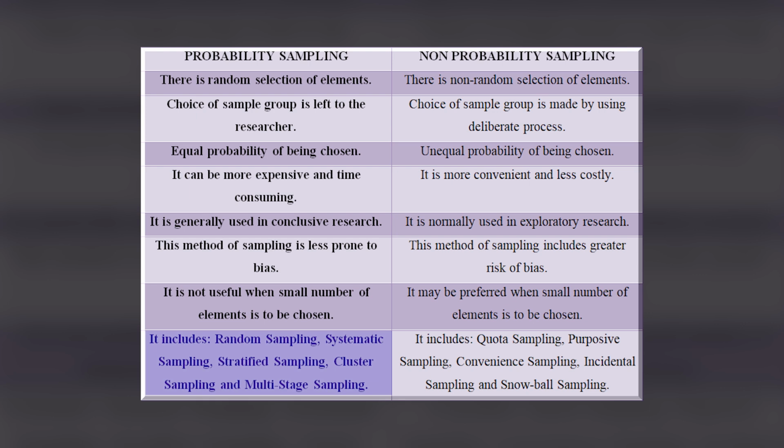Now, there are different types of probability sampling, which include random sampling, systematic sampling, stratified sampling, cluster sampling and multi-stage sampling. Whereas non-probability sampling includes quota sampling, purposive sampling, convenience sampling, incidental sampling and snowball sampling. Now, this probability sampling has further different types. Let us discuss the first one, that is simple random sampling.